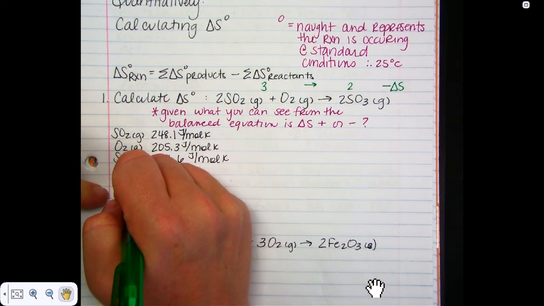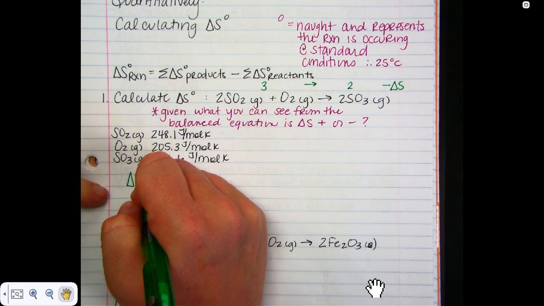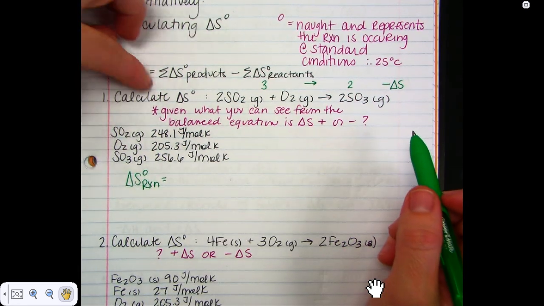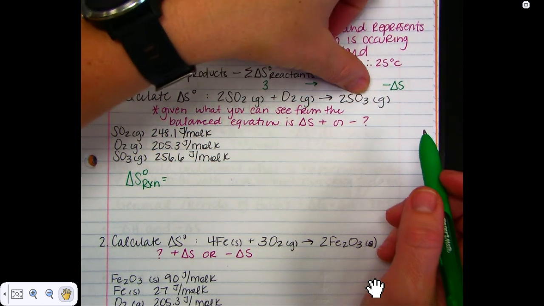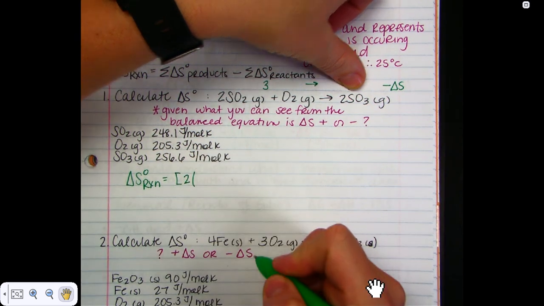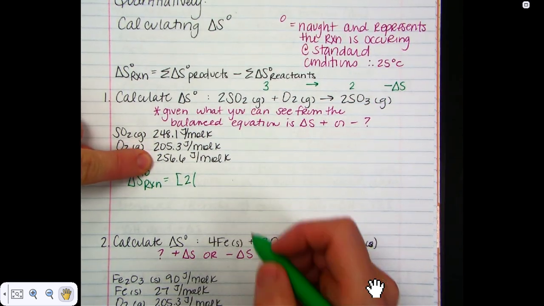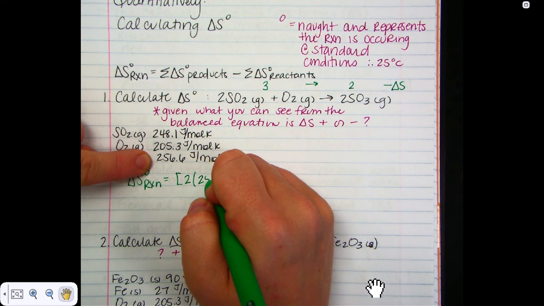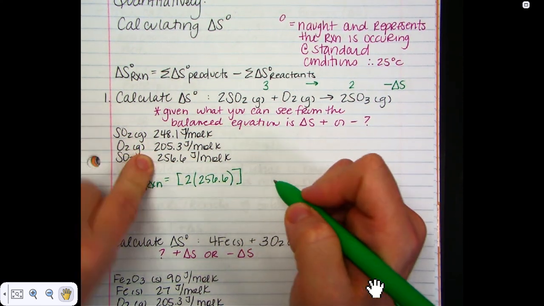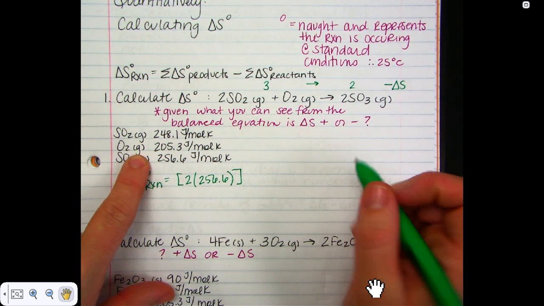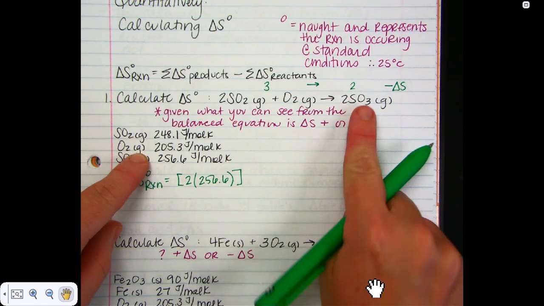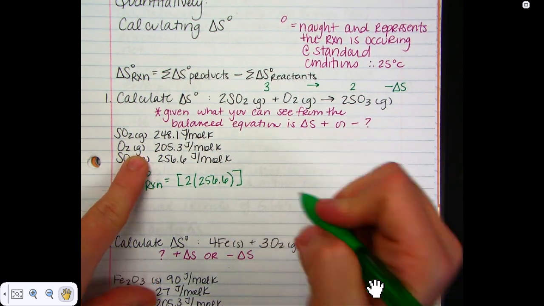So delta S naught, again, tells me that we're at 25 degrees Celsius, is equal to the delta S of my products. So my products are 2SO3. So 2 times the value of the SO3 that was given, 256.6. All right, and that's all I have for products. If I had more products, I would add them to what I have going on here. But because I only have one, that's it. I'm going to close my bracket.